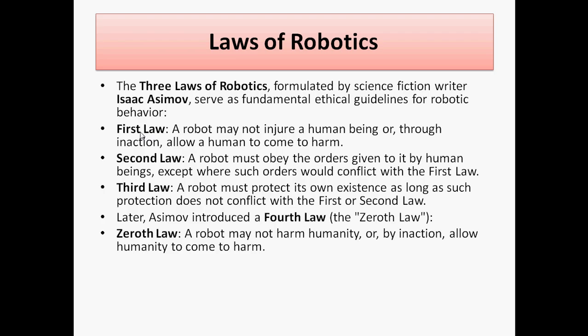Now we are going to discuss the zeroth law. A robot may not harm humanity or, by inaction, allow humanity to come to harm. So this is the zeroth law. These are the laws of robotics accepted by the Robot Institute of America, that is RIA. These laws are also called Isaac Asimov's laws.